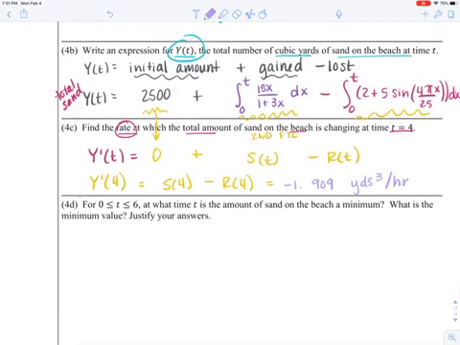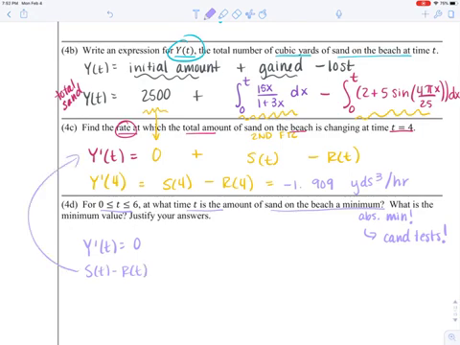Okay? Now for the very last one, this is where I'm going to kind of turn you loose. It says from 0 to 6, at what time t is the amount of sand on the beach at a minimum? That is an absolute minimum. And you need to know that anytime I want an absolute minimum, that is candidate's test. So step 1 is that you're going to take your rate and you set it equal to 0. So basically, S of t minus R of t from up here is equal to 0, which is basically saying S of t equals R of t.